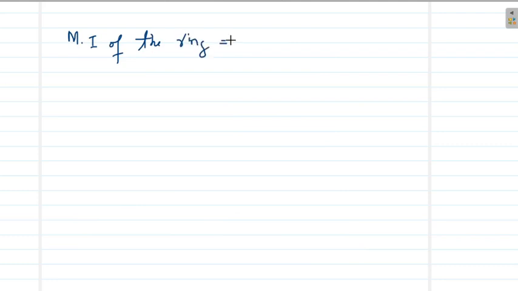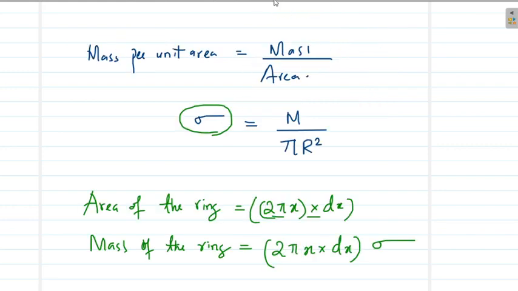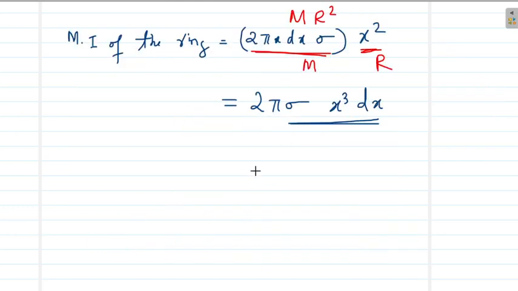Since it is a ring, we may write 2 pi x dx into sigma as the mass of the ring, multiplied by radius squared, x squared. This is the moment of inertia of that ring. Now this is equal to 2 pi sigma x cube into dx. We have already calculated the moment of inertia of a ring like m r squared. This is m and this is radius r. Here we have chosen x as the radius of the annular ring. Now we have obtained the moment of inertia of a single ring inside the disk.